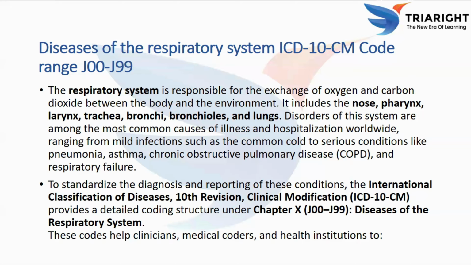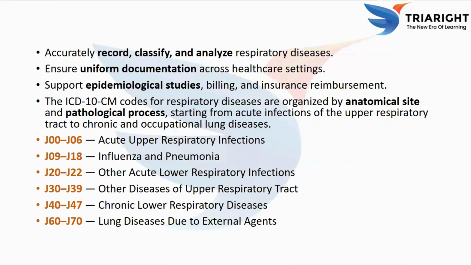The ICD-10-CM classification is the International Classification of Diseases, 10th revision, Clinical Modification. It provides codes for all the diseases. Chapter 10, J00 to J99, covers the diseases of the respiratory system. So what do these codes do? These codes help doctors record and track the diseases properly. Medical coders assign the correct codes for billing and reporting. They also help health institutions analyze the data on respiratory diseases.